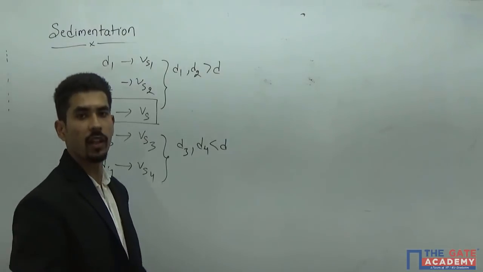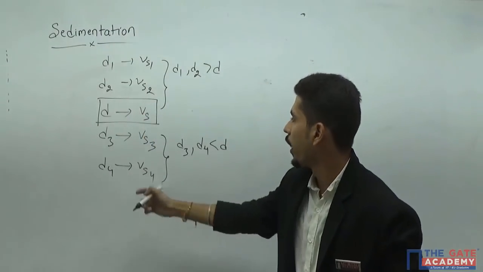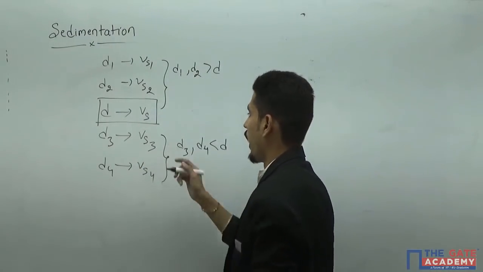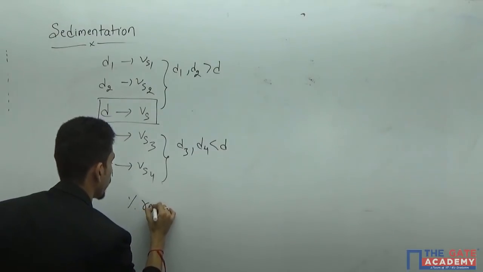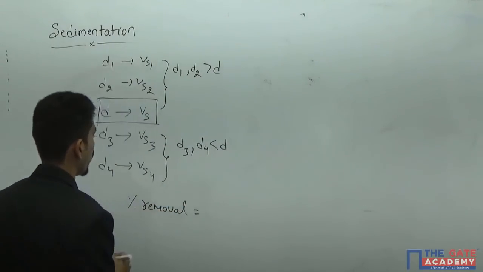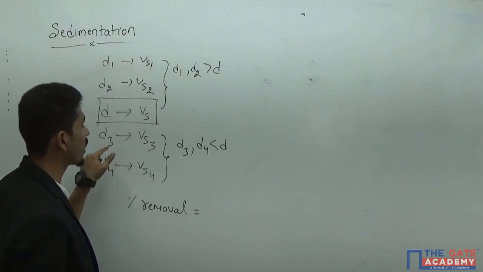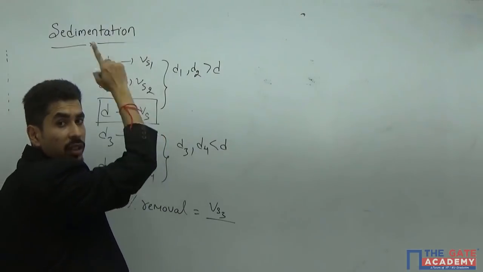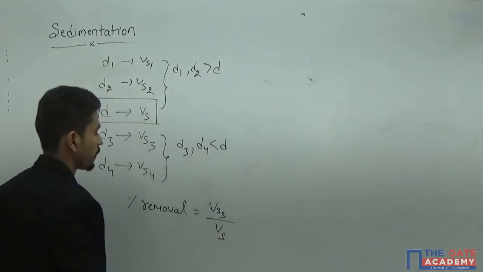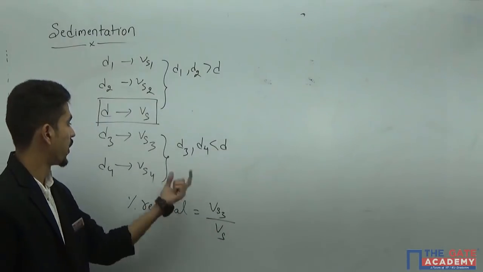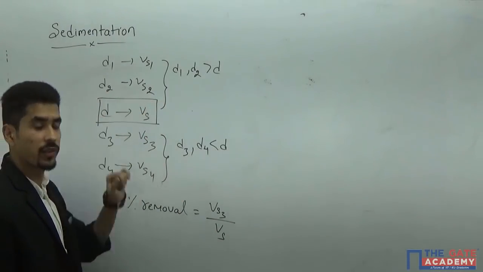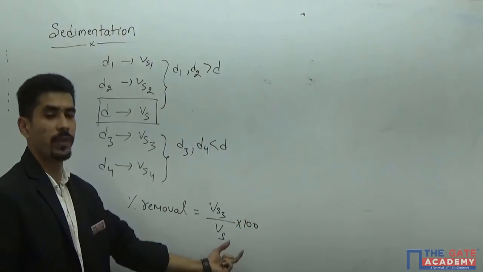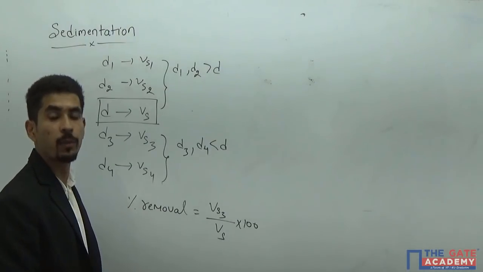D with the settling velocity of Vs. Now I want to calculate how much percentage of this size of particle is getting removed. For that, I am going to use the percentage removal. The percentage removal is equal to the settling velocity of these particles, that is Vs3, divided by the settling velocity for the designed particle, that is Vs, into 100. From this expression, I will get my percentage removal.